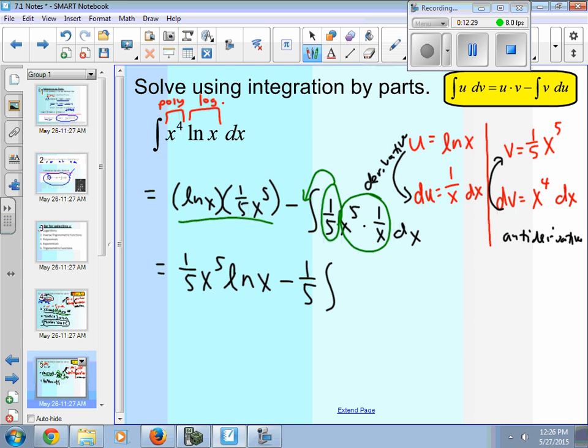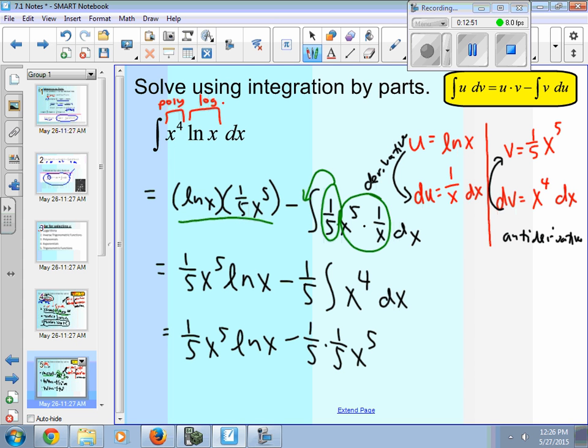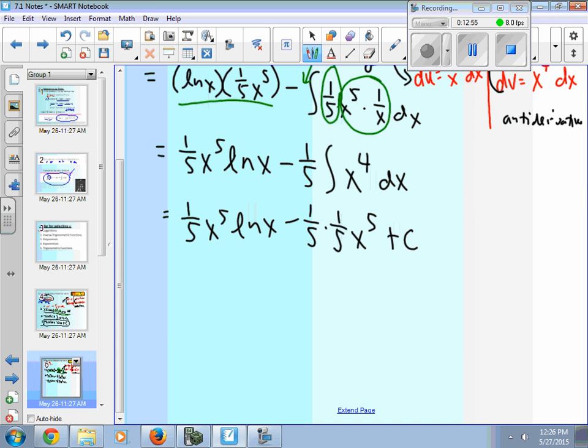X to the fifth times 1 over x would be the same as x to the fourth dx. So now if we integrate that last part, antiderivative of x to the fourth, we've already done once. It should go up a power again with the reciprocal of 1/5 plus c, because it's an indefinite integral. The last step would just be simplifying, multiply these two together, and now we have the antiderivative here.